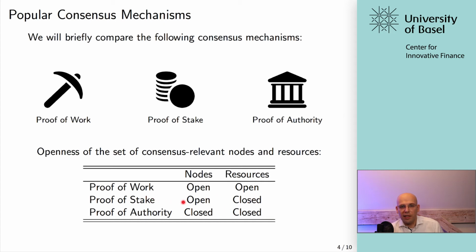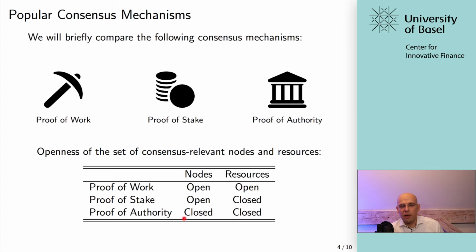So proof of stake really is open in terms of the nodes, in terms of the participants, but closed in terms of the resources. And when we talk about proof of authority, then first of all, it's closed in terms of the nodes, because there is a predefined whitelist. You know exactly who is allowed to contribute towards the consensus, but also, of course, they have a specific amount of voting rights, which also is closed because you cannot add additional voting rights, at least not with an agreement among these people. So this would be closed.